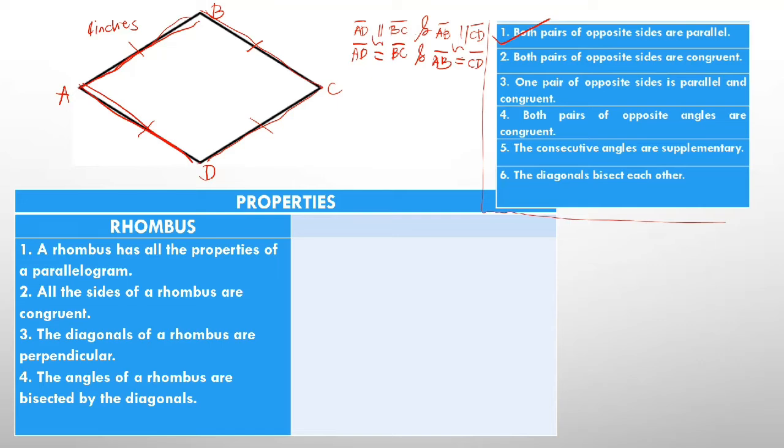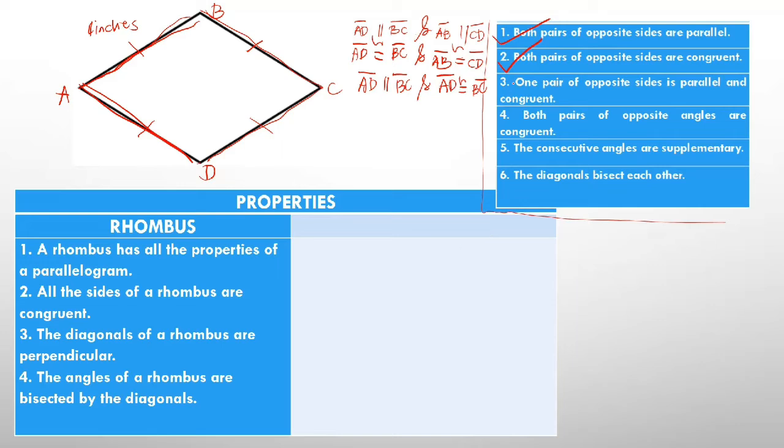Next, a property of a parallelogram that a rhombus has is one pair of opposite sides is parallel and congruent. So we can go back to the two properties that we cited earlier. The one pair, line AD, is parallel to line BC, and also line AD is congruent to line BC. So therefore, one pair of opposite sides of our rhombus is parallel and congruent.